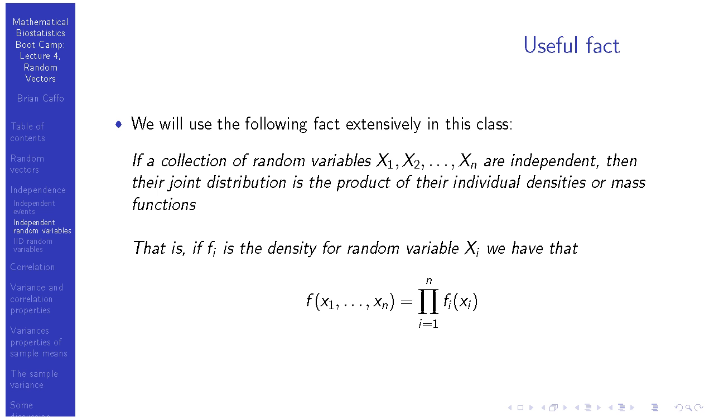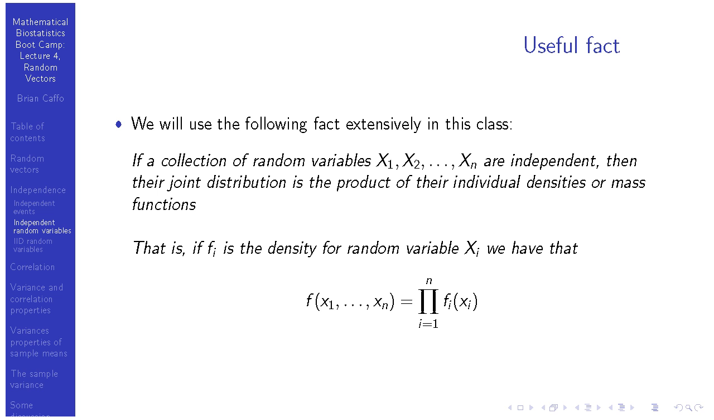Okay, so we'll use the following fact extensively in this class, and we'll use it as a basic simplifying principle. If we have a collection of random variables that are independent, x1 up to xn, then the joint distribution of x1 to xn, or the joint density function, is the product of the individual densities or mass functions. So in other words, the density f of x1 up to xn is the product of the individual densities. And here I have fi of xi, indicating that every xi could potentially have a different density.